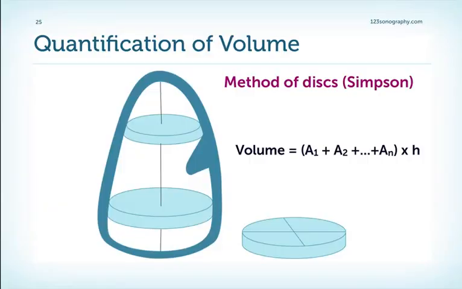To quantify the volume of the left ventricle, we use the so-called method of discs, also called the Simpson method. The principle is very simple. All we are doing is interpolating a number of discs into the left ventricle, and if we also know the length of the left ventricle, the thickness of these discs, and the diameter, either in a 4-chamber view or in a 2-chamber view or in both, we can calculate the true volume of the left ventricle. Let's see how we do that in clinical practice.